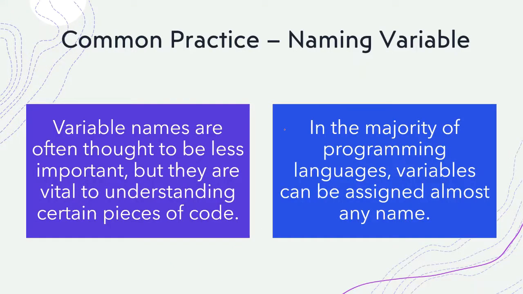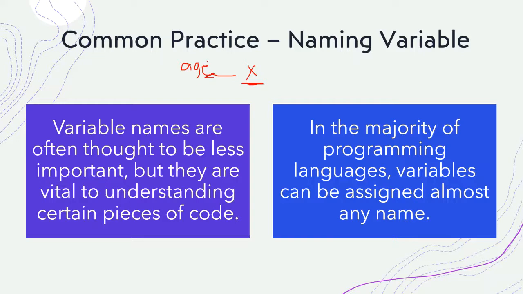We also have naming variables. Variable names are often thought to be less important, but they are vital to understanding certain pieces of code. In the majority of programming languages, variables can be assigned almost any name. So for example, if you are asking the user to input the value for the age, it would be better to use the variable age rather than the variable x, because if you have a very lengthy program, it would be harder for you to remember that this x is equivalent to age. So it would be better that as early as the start of the program, you name your variables as they are used in your program.